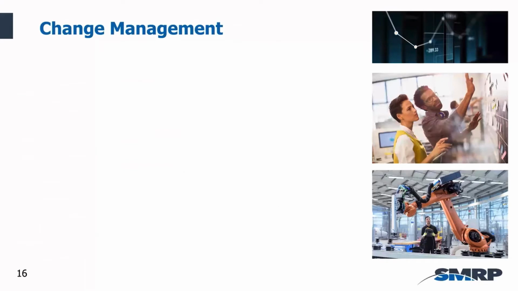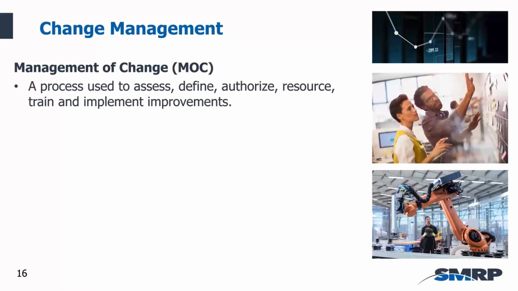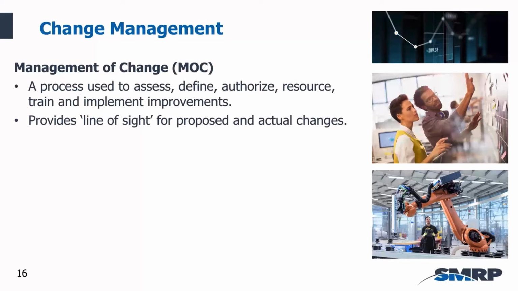Okay, so let's go on now to change management. And central to the idea of change management is the concept of having a management of change process. And this is a process that's used to assess, define, authorize, resource, train, and implement improvements. It should provide a line of sight for proposed or actual changes. In other words, you should be able to look at all of the proposed changes that are in the pipeline and what their status is.